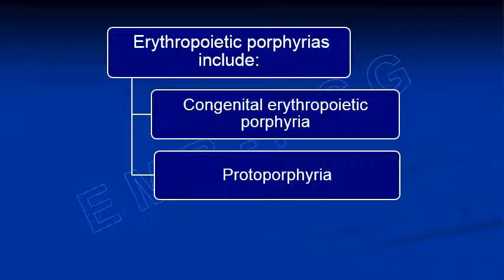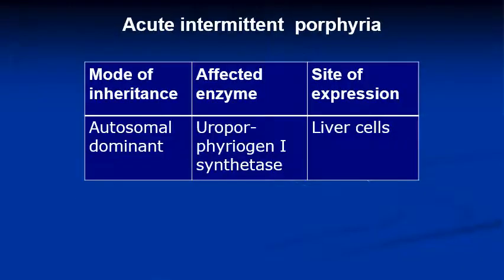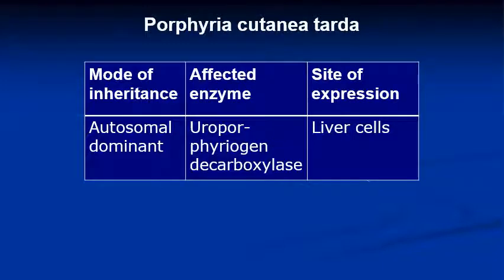Now let's check out each one of these. Under hepatic porphyria, the first one is acute intermittent porphyria. They are basically inherited in an autosomal dominant manner. The enzyme which has the defect is usually uroporphyrinogen I synthetase, and the site of expression is liver cells. Second one, porphyria cutanea tarda. Autosomal dominant again. The enzyme involved is uroporphyrinogen decarboxylase. Site of expression is liver cells.